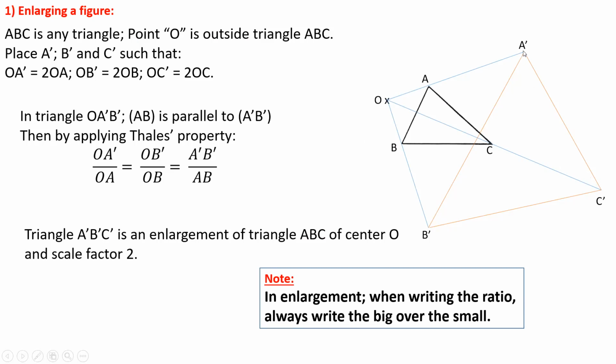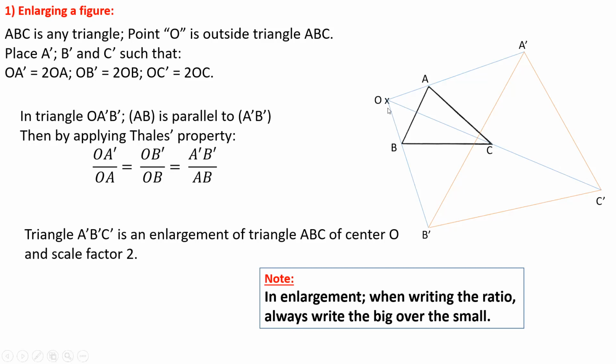Now I got a triangle A prime, B prime, C prime. I want you to look at the black triangle ABC and the red triangle A prime, B prime, C prime. As you can see, this was small, now it became bigger. So here I am enlarging, I'm making my black triangle a bigger triangle, which is the red triangle. So what do we say?